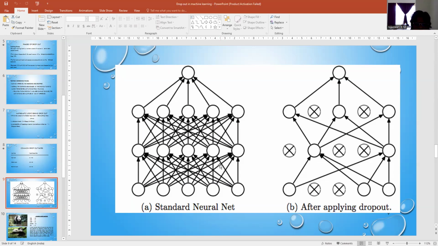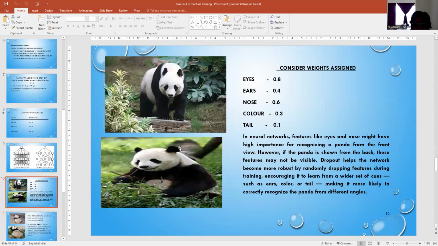You can better understand the dropout concept by seeing this diagram, in which there is a panda figure and I assign some weights to its particular features. Suppose I show the picture of the panda to the machine, it must correctly identify it as a picture of the panda by these features. So I am giving a weightage to each and every feature of the panda, between 0 and 1. Remember, it must be 0 to 1.